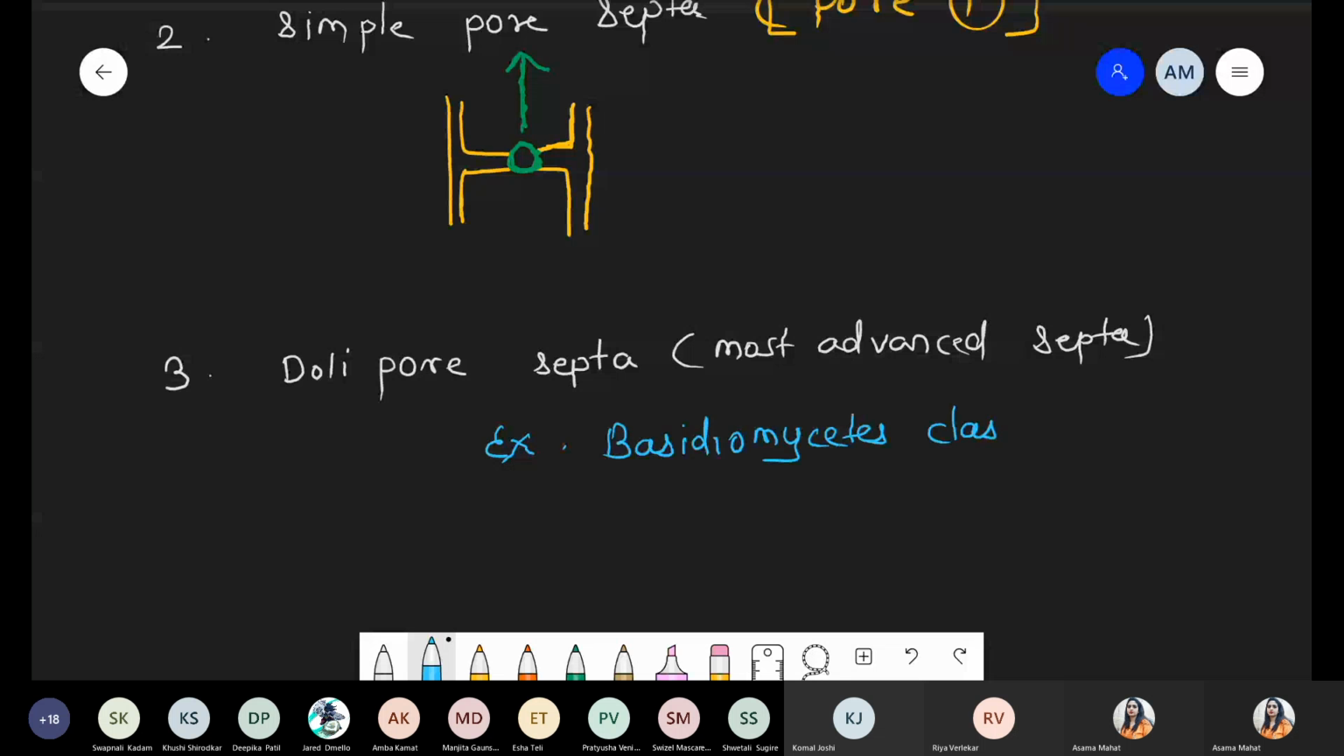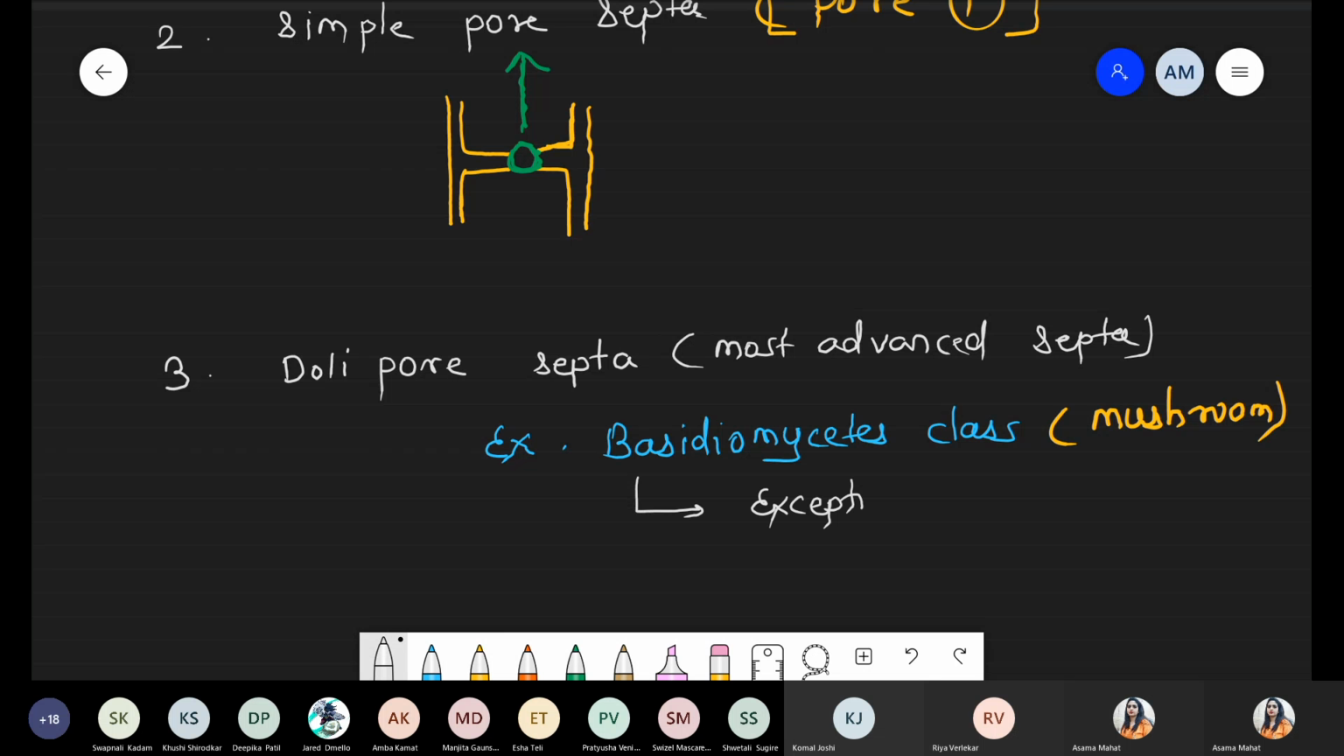After this point, we'll discuss the different classes. And Basidiomycetes class means, simply, you can remember the example: mushroom. Mushrooms come under the Basidiomycetes class. So Basidiomycetes are the most advanced class among all fungi. And such type of dolipore septa is present in this class, but we are talking about some exception cases.